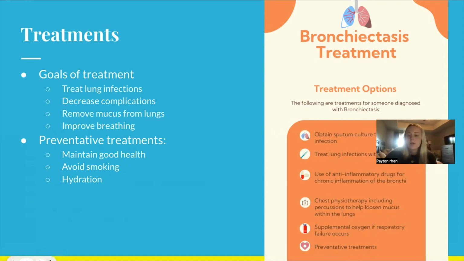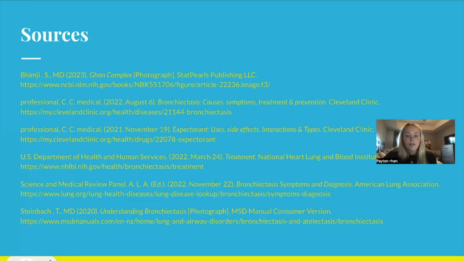This is typically done by healthcare professionals just to loosen up the mucus and make it easier to cough up. There are gravity-based forms of this that can help the patient by laying upside down to drain the mucus up and out of the lungs. If bronchiectasis becomes severe enough, supplemental oxygen may be required if respiratory failure occurs. It is also important to acknowledge that there are preventative treatments to avoid those predisposing factors, like maintaining good health, avoiding the use of cigarettes or other smoking devices, and staying hydrated. And these are our sources.